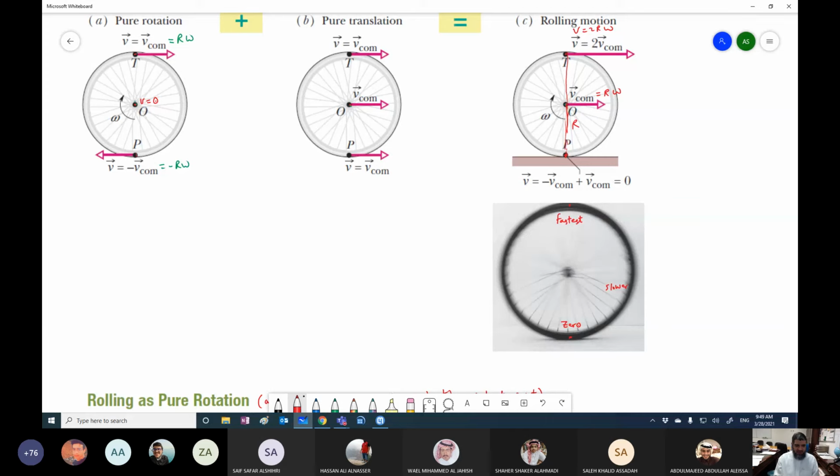Is the idea clear now? Rolling is considered to be pure rotation about the center of mass plus pure translation of the center of mass. The center of mass keeps moving to the right. If you add these two motions, this will clearly define your rolling.